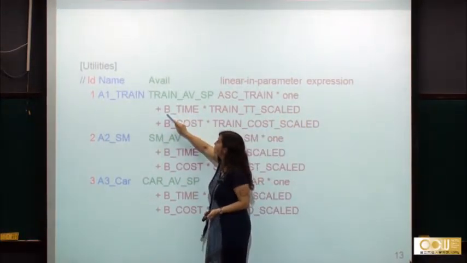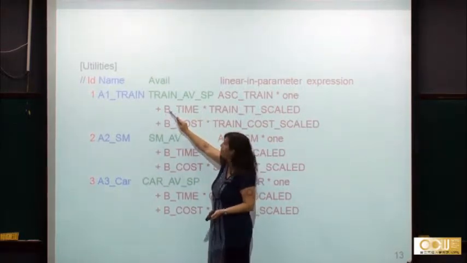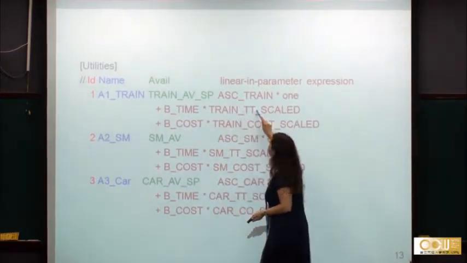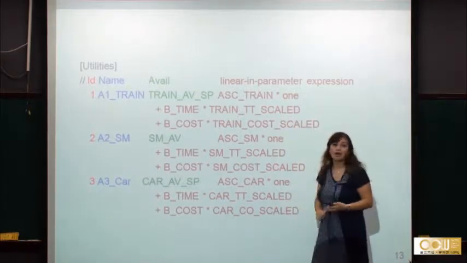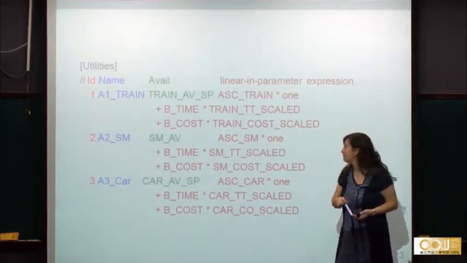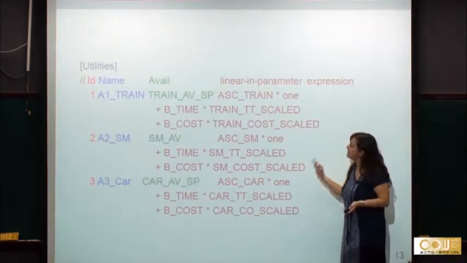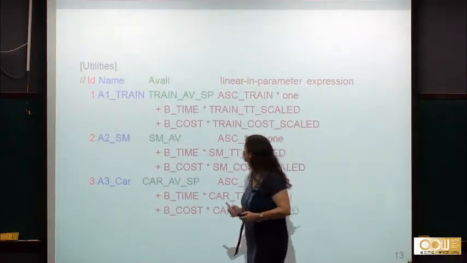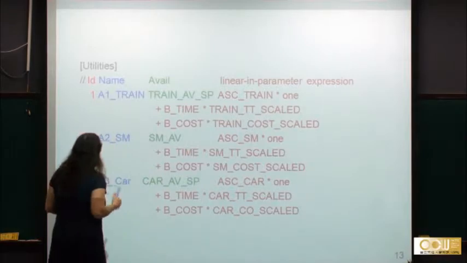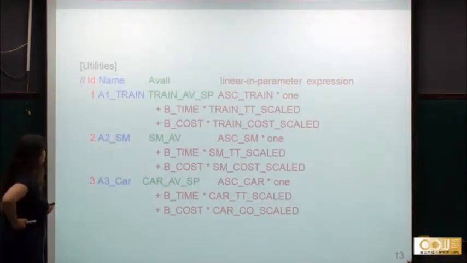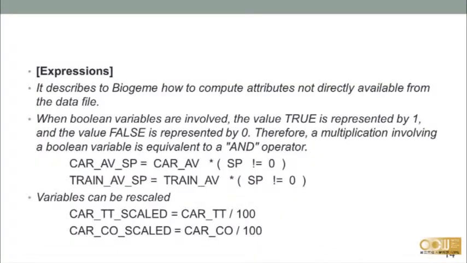So this is the coefficient beta time, beta cost, multiplied. This is the name of the variable in the file, and so on. So you have 3 alternatives, 1, 2, 3, and the utility. So identification, name, availability, and utility expression is all the algebra you need in the model.